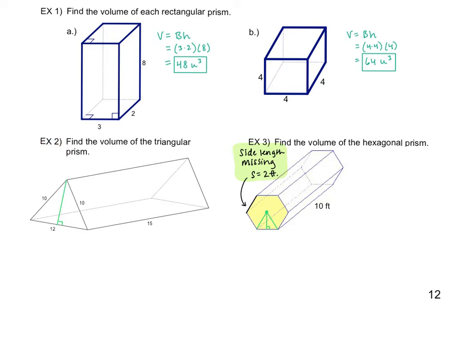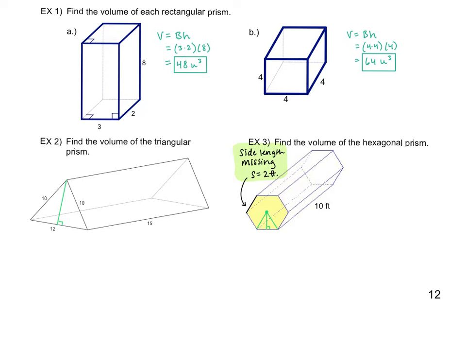So example 2 here, right? We want to find the volume of a triangular prism. Again, we're going to have B times H, where B is the area of our base. Well, keep in mind that this triangular prism is kind of on its side. So this 15 represents that height. So I could always label it as that. Just keep that in mind.